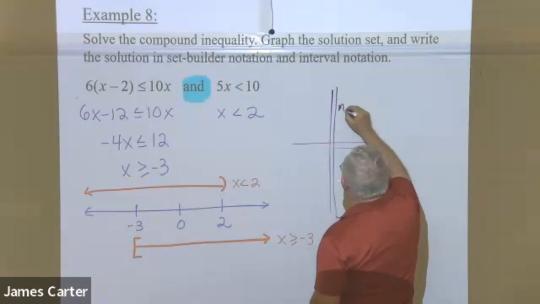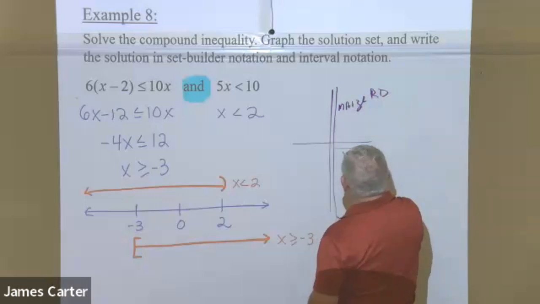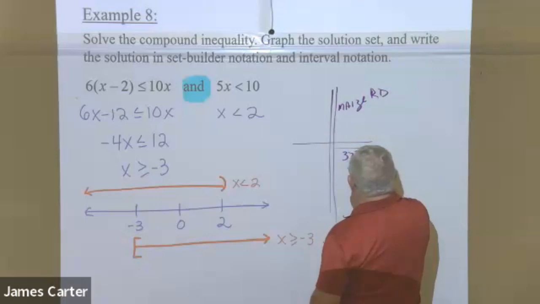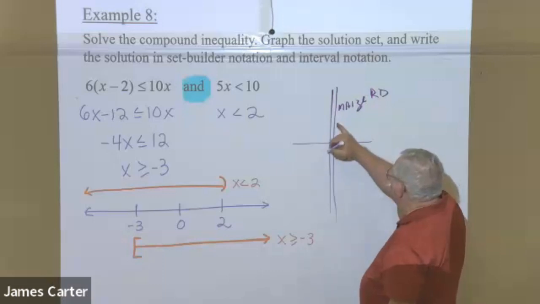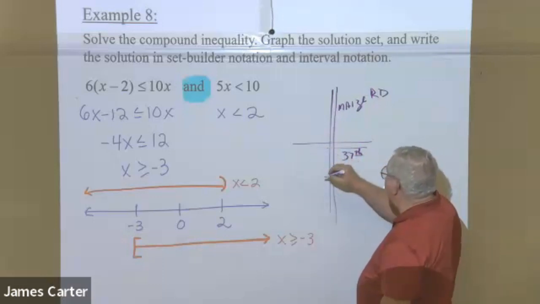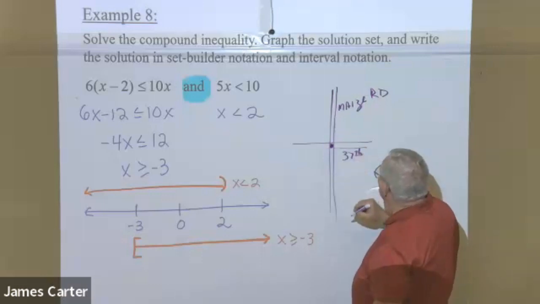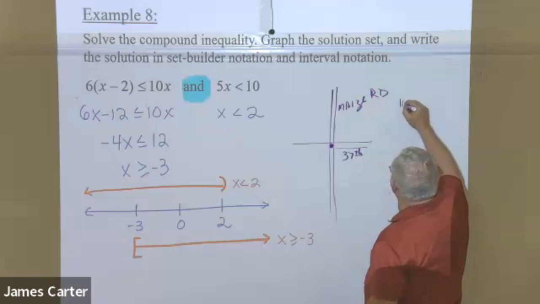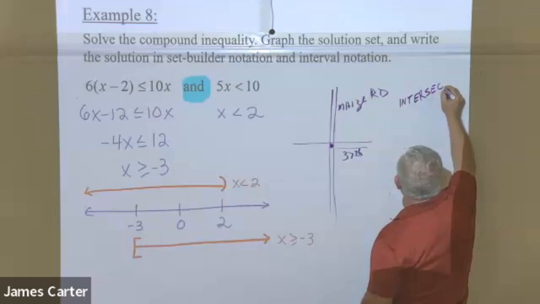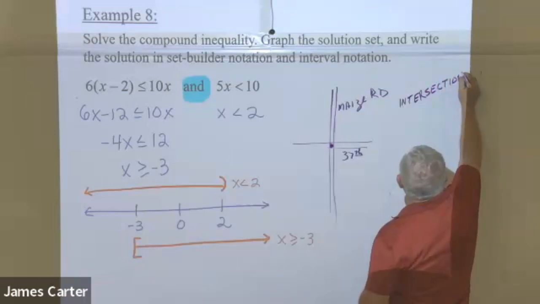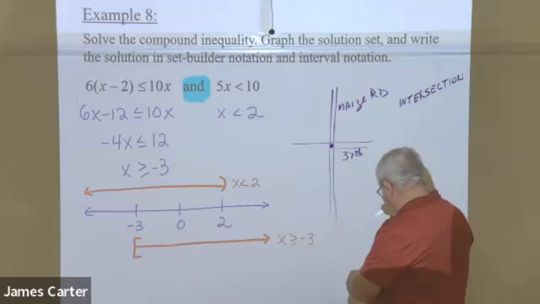In this case, maybe Maze Road. And maybe in this case, 37th Street. Okay. When it says and, what part of the road is in this one and in that one? It is only this part right here. And we call that an intersection. And we call that that in the real world as well as in math speak.